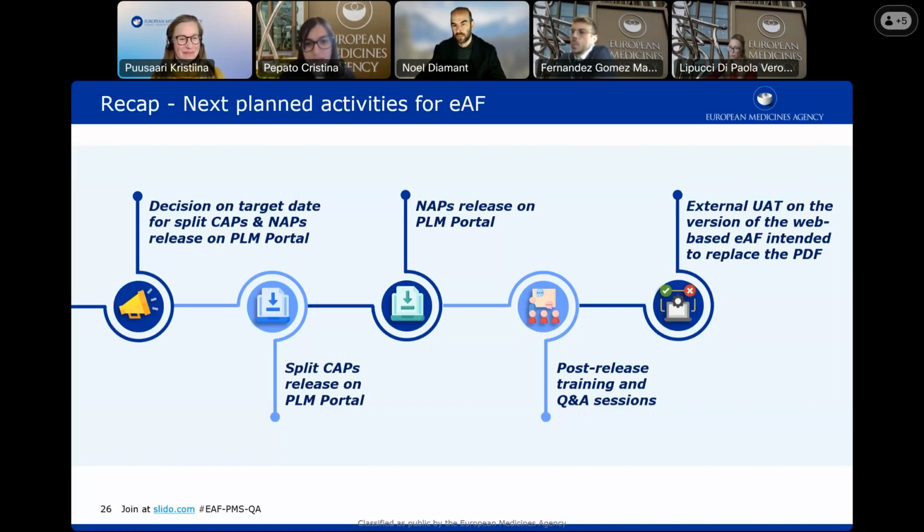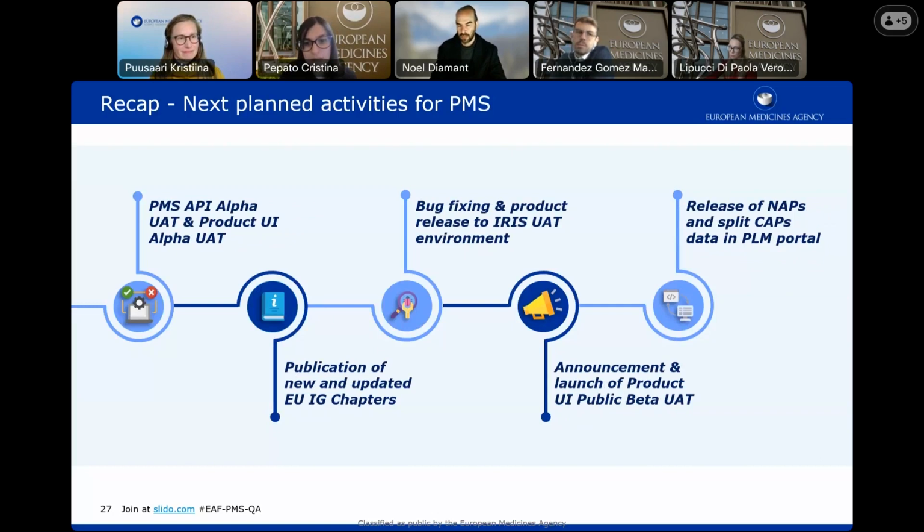Thank you, Christina. We have a similar slide for PMS. I don't know, Marcus and Veronica, if you would like to briefly recap. Sure. Just to recap on what we have been explaining so far. The first priority for now as an activity is to launch the Alpha UAT on PMS API and Product UI. This will be launched next Monday, 13th of November. And it's a limited UAT with our SMEs in PMS and network product owner.